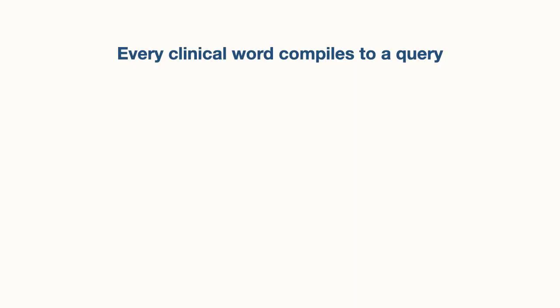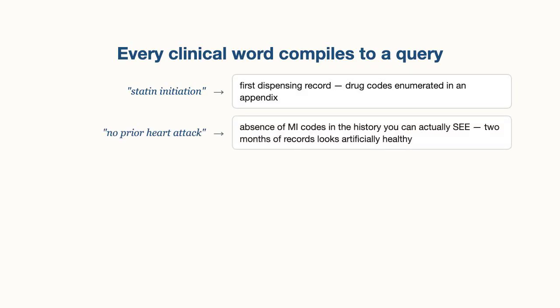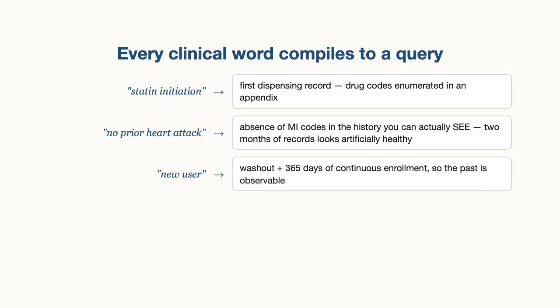The discipline of the right column: every clinical word must compile down to a code list, a table, and a time window. Statin initiation, the first dispensing record, with the drug codes listed in an appendix. No prior heart attack. Absence of codes in the history you can actually see. Watch that one. A patient with 2 months of records looks artificially healthy. That is why eligibility demands a year of continuous enrollment.